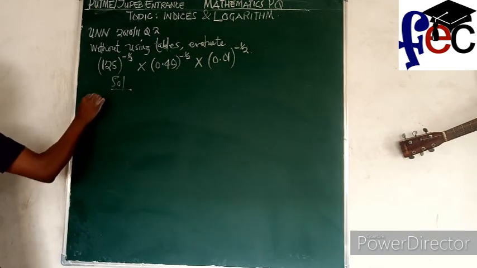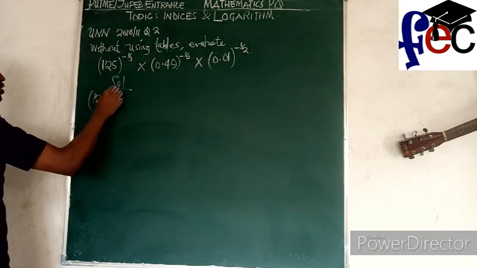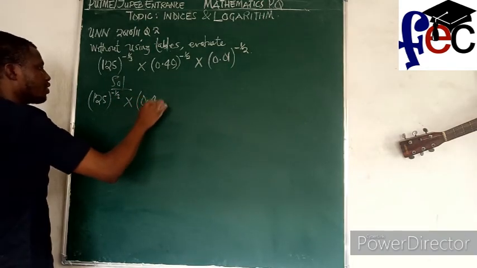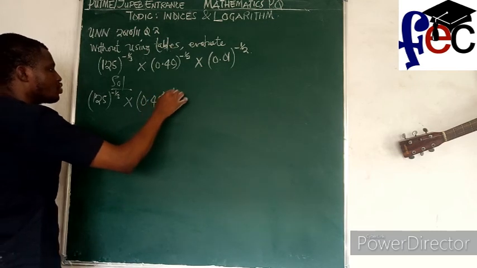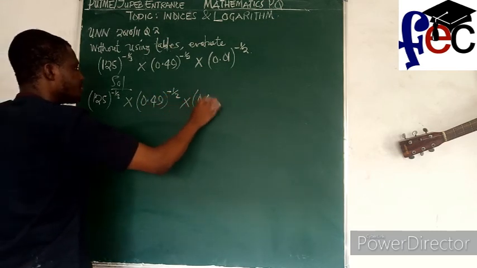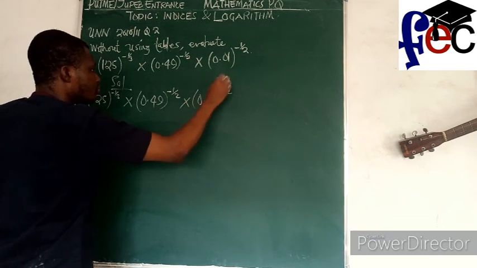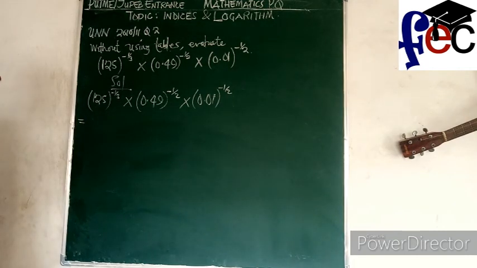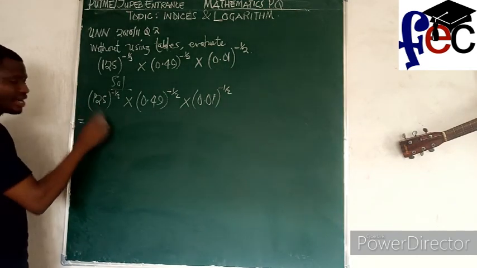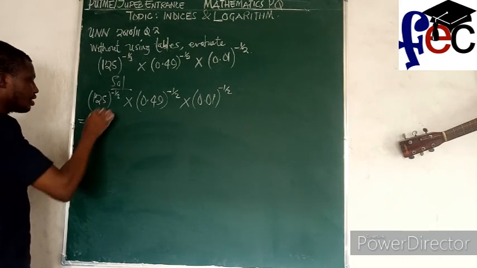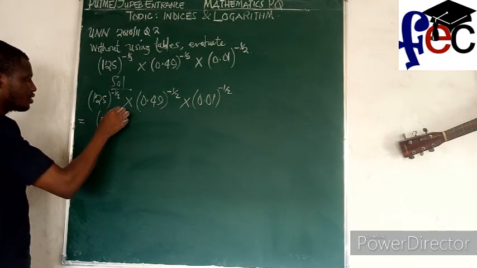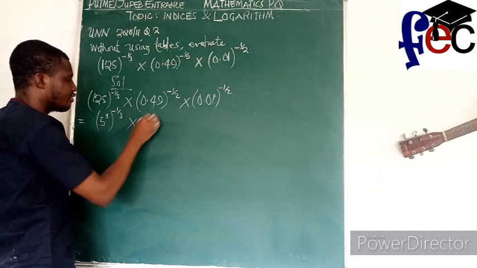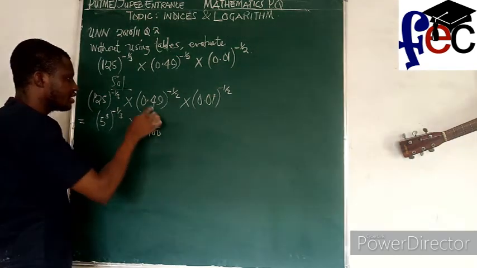So we have 125 raised to power minus 1 over 3 multiplied by what? 0.49 raised to power minus 1 over 2 multiplied by 0.01 raised to power minus 1 over 2. So this is the same thing as, I can rewrite this as 5 raised to power 3, then all raised to power minus 1 over 3, multiplied by, I can rewrite this as 49 over 100. Do you agree with me?